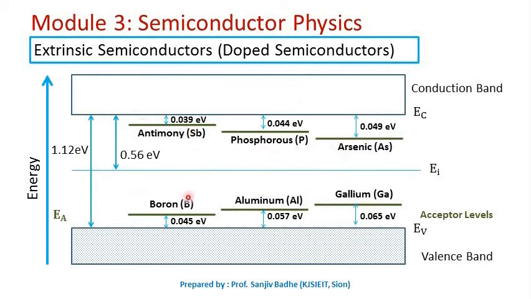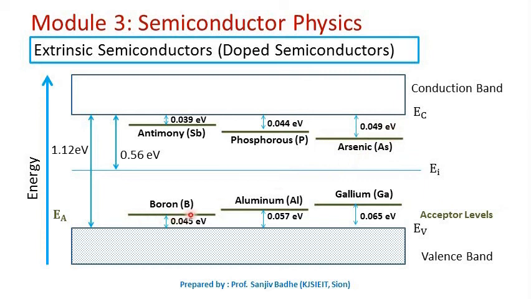This diagram shows us the position of donor levels and acceptor levels when different types of impurity are added to the semiconductor. The semiconductor under consideration here is silicon. For silicon, the energy gap is 1.12 electron volts. This is the center of the forbidden gap. When we add antimony, it gives rise to donor levels 0.039 electron volt below the conduction band. For phosphorus, the donor levels are created 0.044 electron volts below the conduction band, and for arsenic, the donor levels are created 0.049 electron volts below the conduction band.